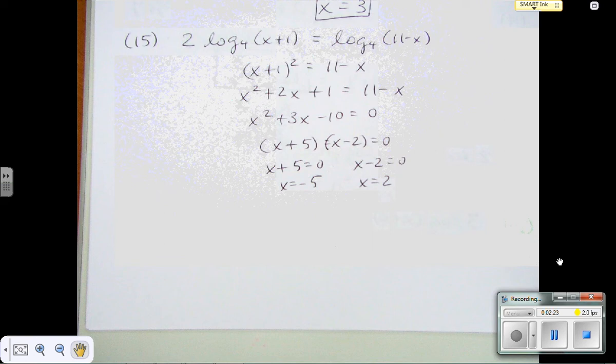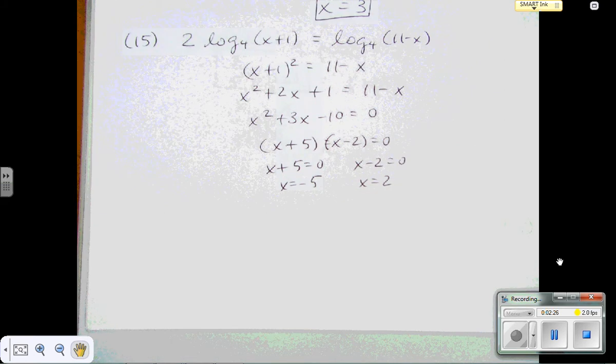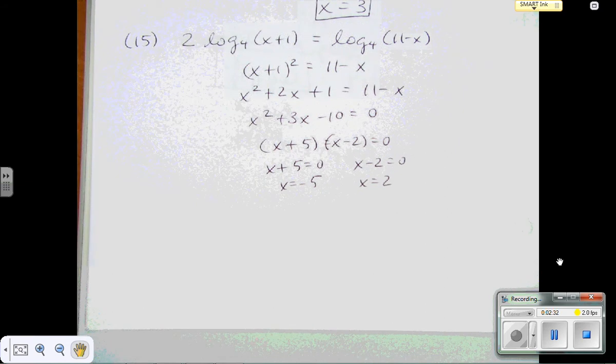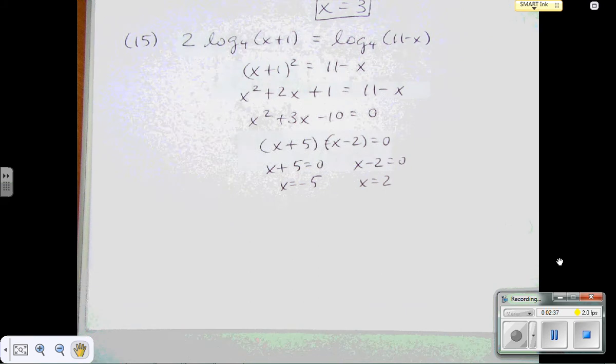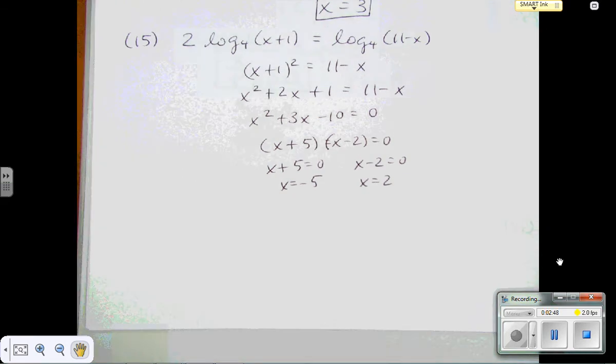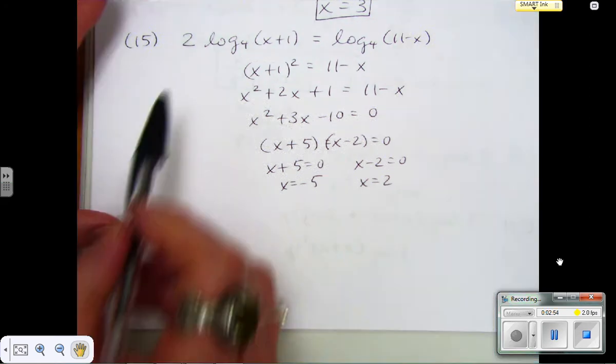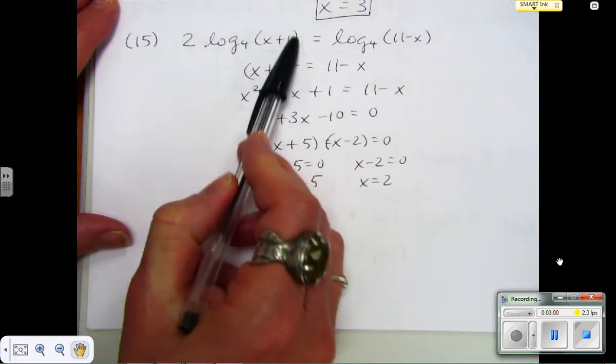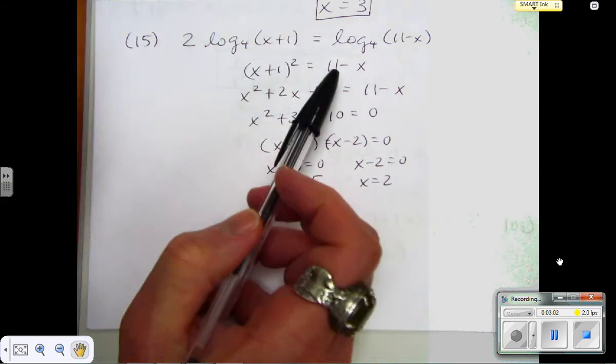Okay, so you should be getting -5 and +2 for your two values. So will they both work? If I put the -5 in for my x and the logarithms, is it going to stay positive then? No. Even though you have this 2 out in front, which means you're going to square that, if this expanded logarithm is not positive, you can't use it.